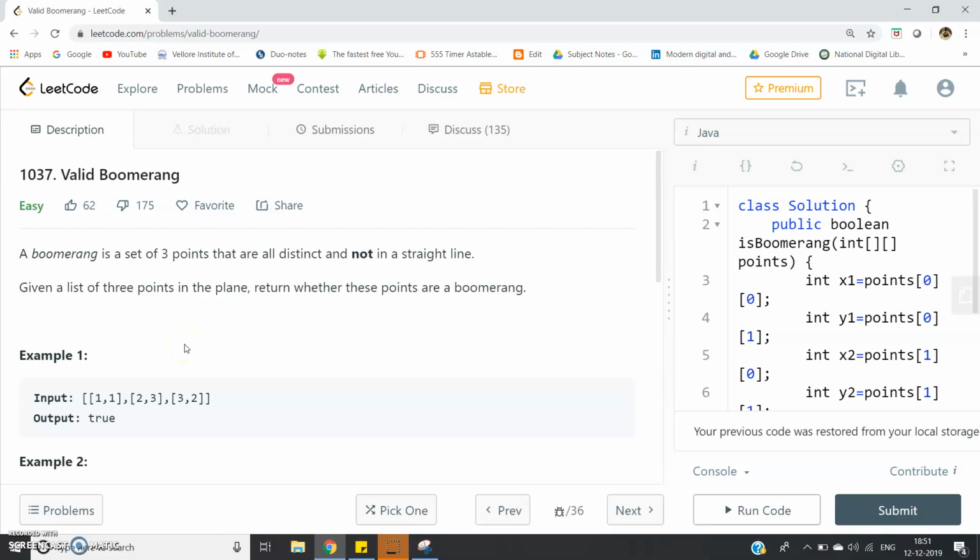Hello friends, in this video I am going to discuss another very interesting LeetCode problem, and the problem title is Valid Boomerang. So what is the problem statement? Let us try to understand.